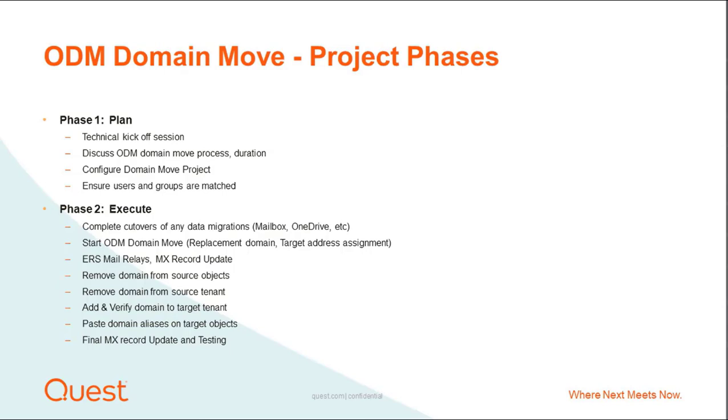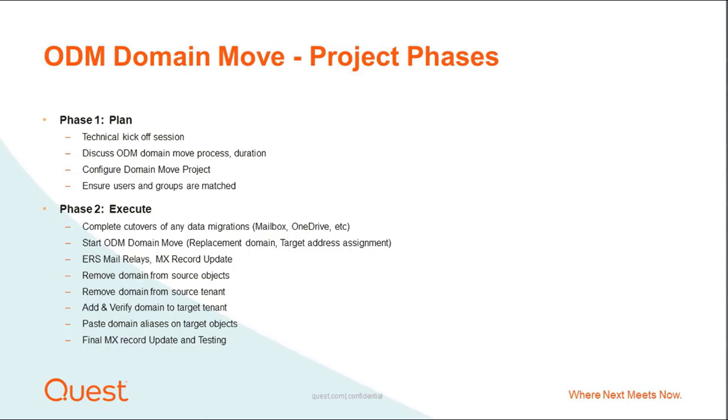Now, once the plan phase is complete, move on to the execute phase. Always ensure that the execute phase is during a weekend. In the weekend, if you have migrations planned, ensure that all your migrations are complete for Mailbox, OneDrive, Teams, Unified Groups. Once all migrations are complete, then start the ODM domain move.